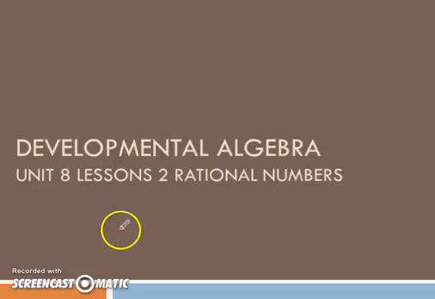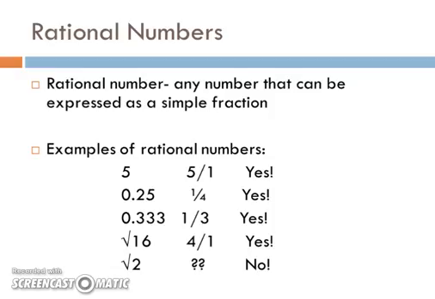Okay, this lesson is for Unit 8, Lesson 2 with rational numbers. A rational number is any number that can be expressed as a simple fraction. So just some examples of rational numbers. You could have whole number values or integer values, because an integer can be written as a fraction over 1. So this would be a rational number.